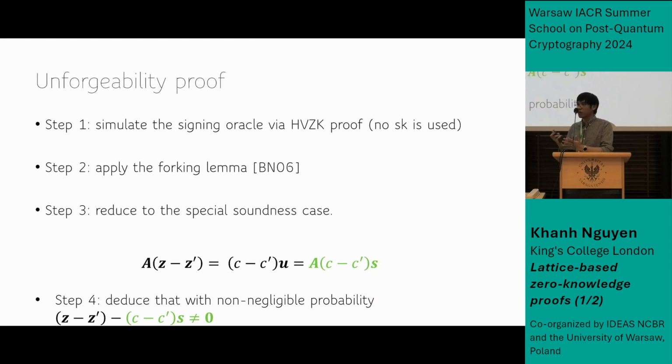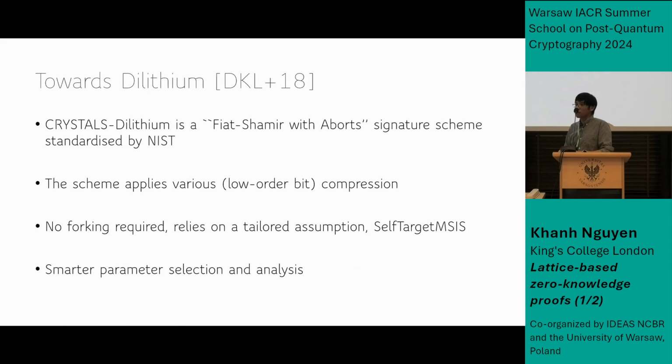Now we have covered the signature scheme, which is similar to Dilithium. So what's the difference? There are a few differences. The first is that the scheme applies various optimizations, for example low-order bit compression, compressing the public key, and so on. The scheme also tries not to do forking, because this ends up with a reduction loss which is linear in the number of random oracle queries. So for this, they focus on a slightly tailored assumption, which is like a self-target module SIS. Also, in this talk I gave very naive bounds everywhere, and this can certainly be improved.